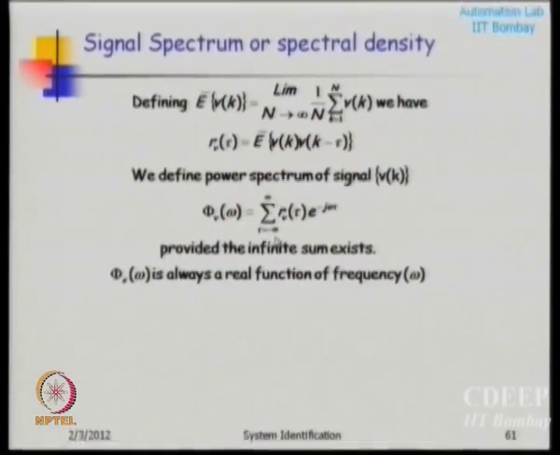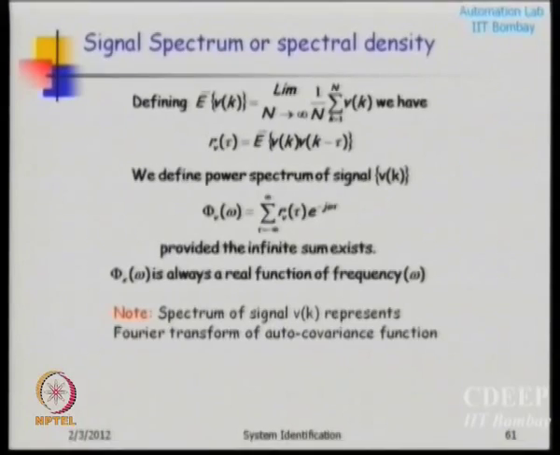So we define the power spectrum of a signal as, look here, this infinite sum going from tau minus infinity to infinity. R_V(tau) are nothing but autocorrelations within the signal, and this is e to the power minus j omega tau. So this is actually a Fourier transform. It represents a Fourier transform of the autocovariance function. That is the interpretation of this. It helps you view the signal in terms of the signal power as a function of frequency. We are actually transforming from time domain to frequency domain.